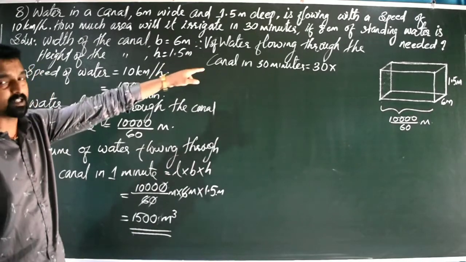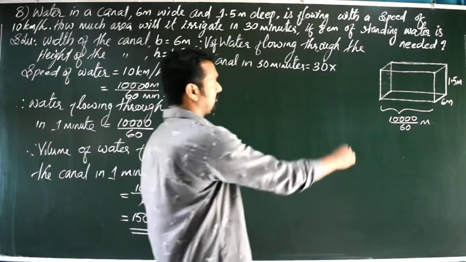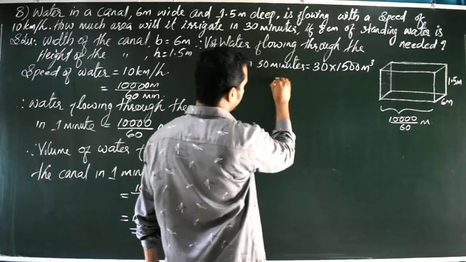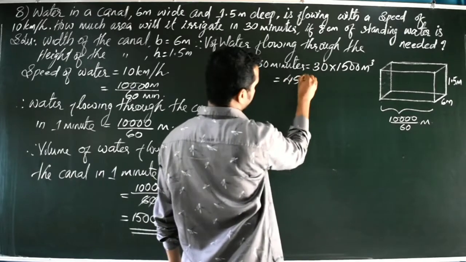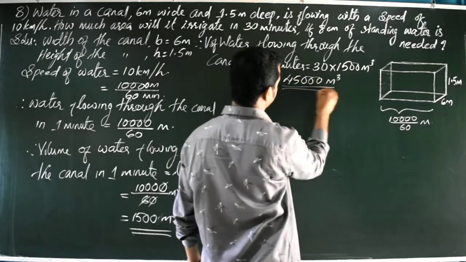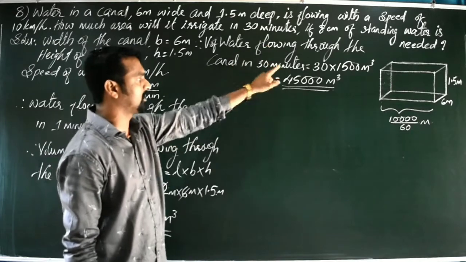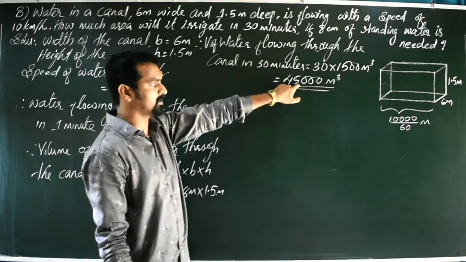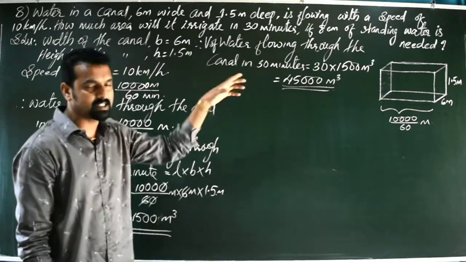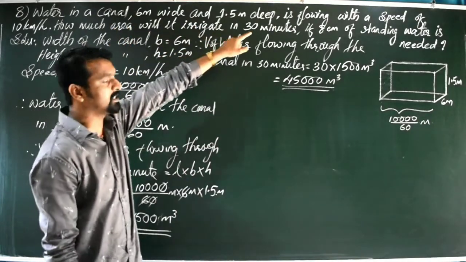Here we want to find out in 30 minutes. So volume of water flowing through the canal in 30 minutes is equal to 30 into 1,500 meter cube. That is equal to 15 threes are 45, then 3 zeros are there, so it will come 45,000 meter cube. Volume of water flowing through the canal in 30 minutes is equal to 45,000 meter cube. So this 45,000 meter cube water is reaching there in the land to irrigate. So we want to find out how much area will it irrigate in 30 minutes.